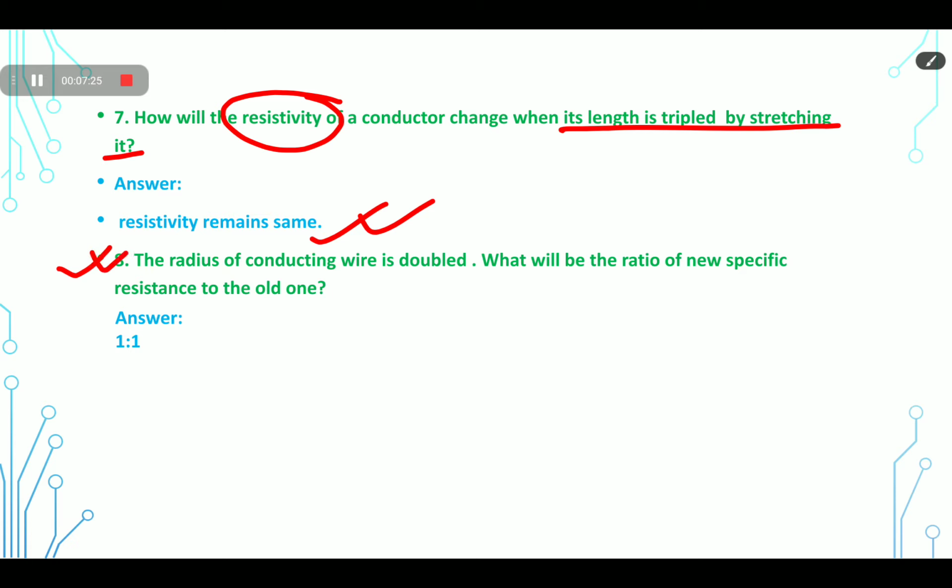Question number 8. The radius of a conducting wire is doubled. What will be the ratio of the new specific resistance to the old one? Students, the specific resistance is known as resistivity. So basically, the question is, what will be the ratio of the new resistivity to the old one? You have just seen that the resistivity does not depend on the dimension, so the ratio will be 1:1. Simple.